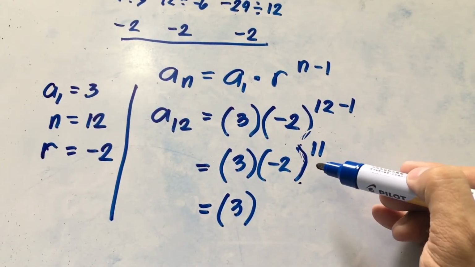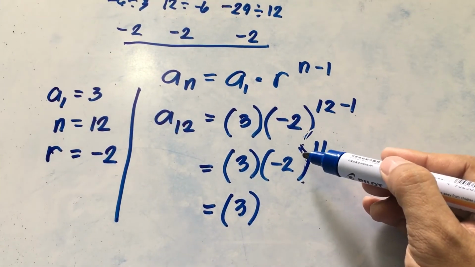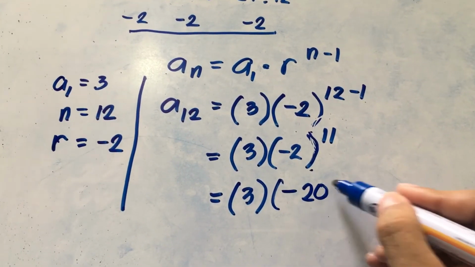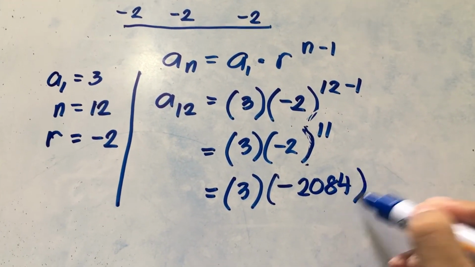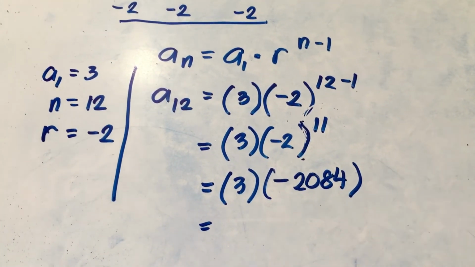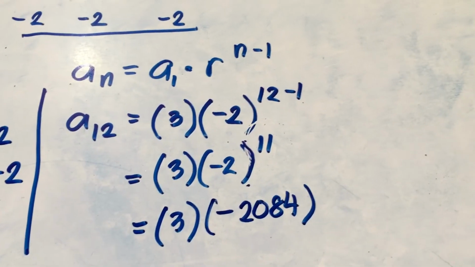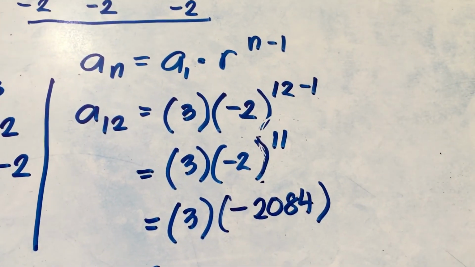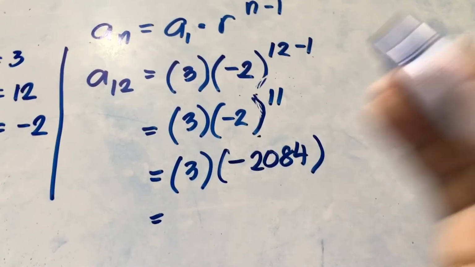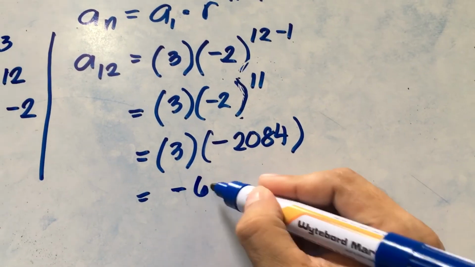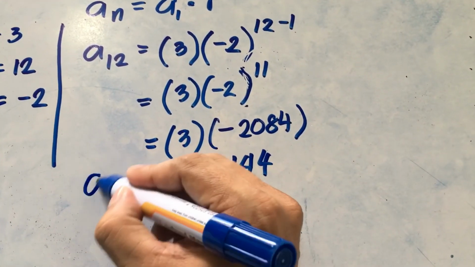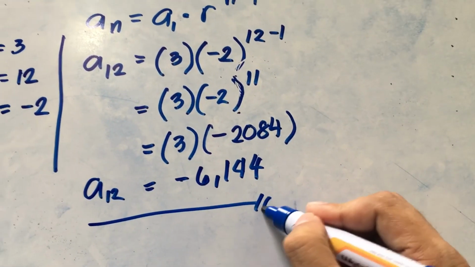Now, using your calculator, if you have negative 2 raised to the power of 11, the answer is negative 2048. Okay? And then, we simplify 3 times negative 2048. By using your calculator, you will arrive at the answer, which is negative 6,144. And that is the 12th term of our sequence.